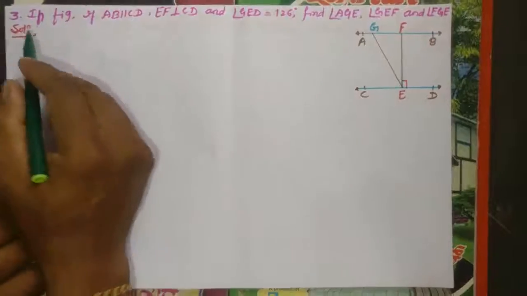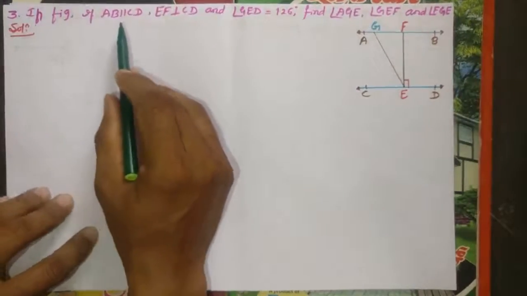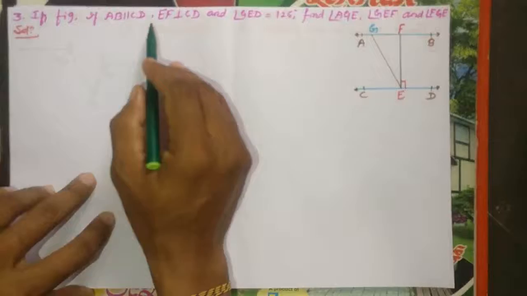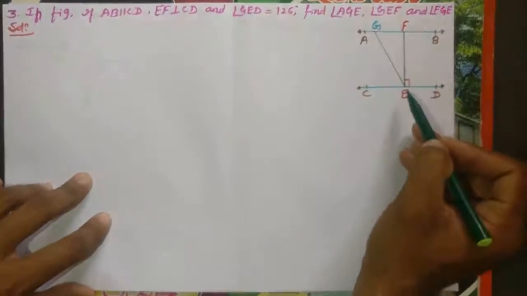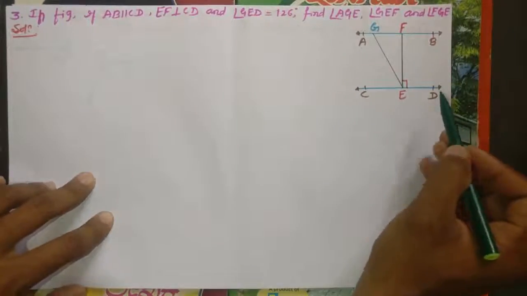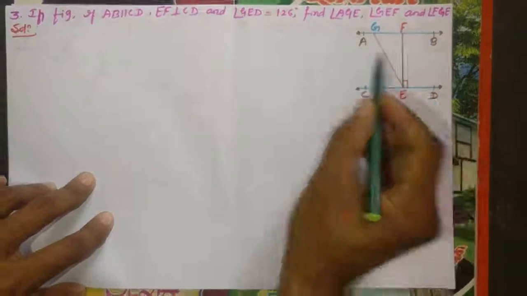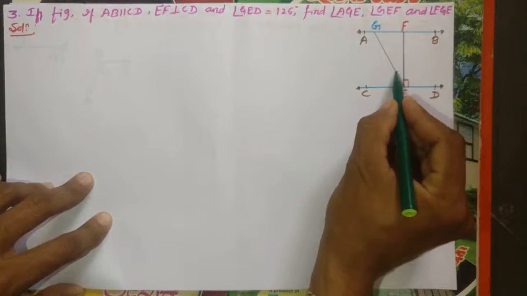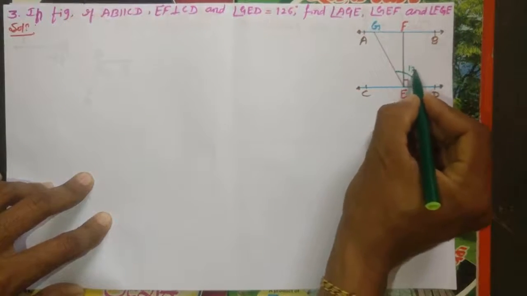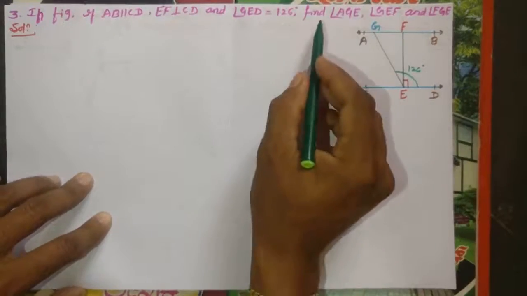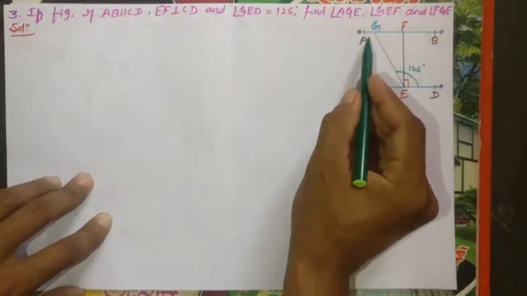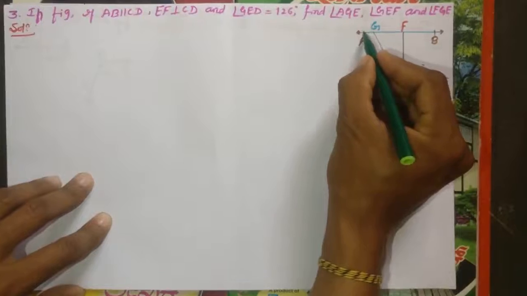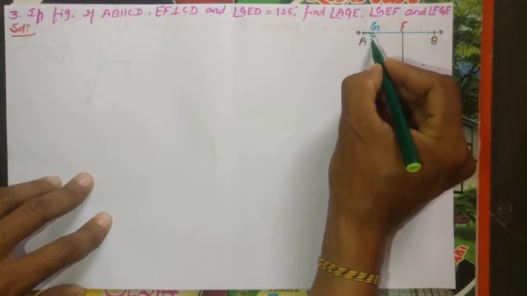Third question. See, in the figure, if AB is parallel to CD, EF is perpendicular to CD, and angle GED is equal to 126 degrees, find angle AGE. We need to find out AGE.